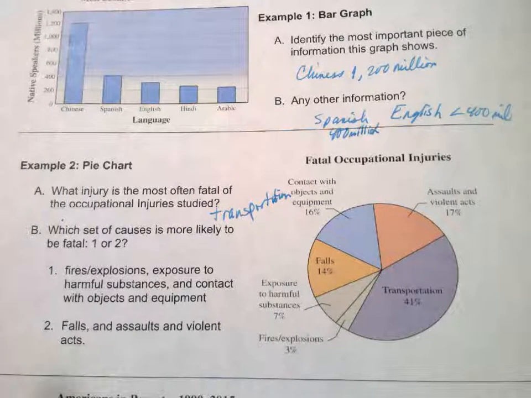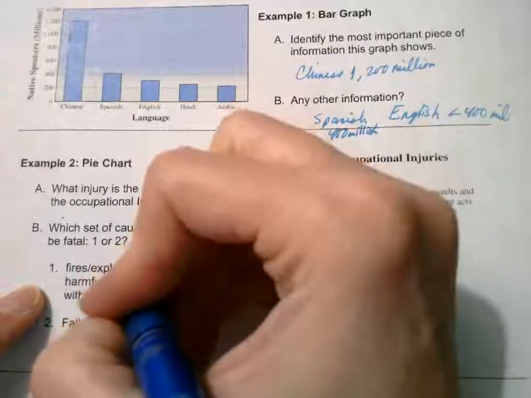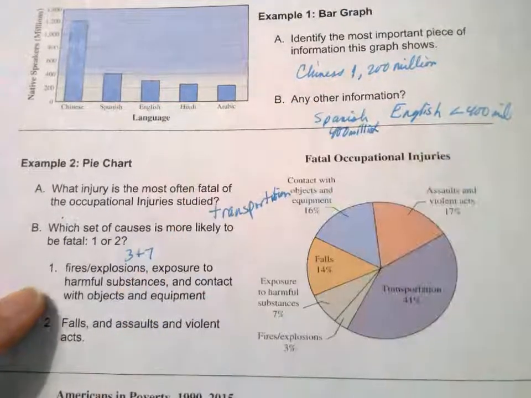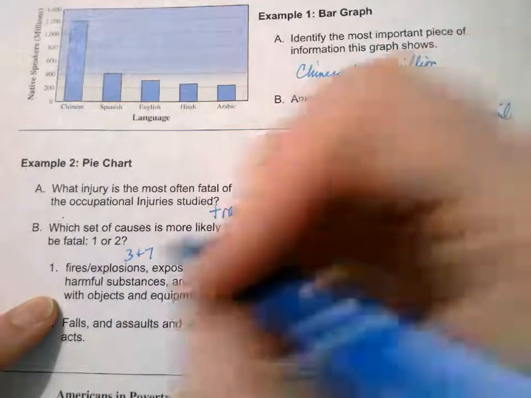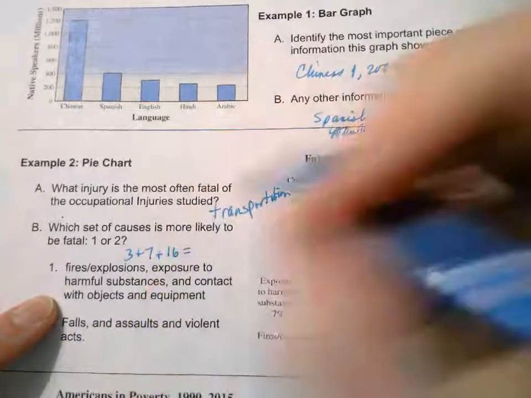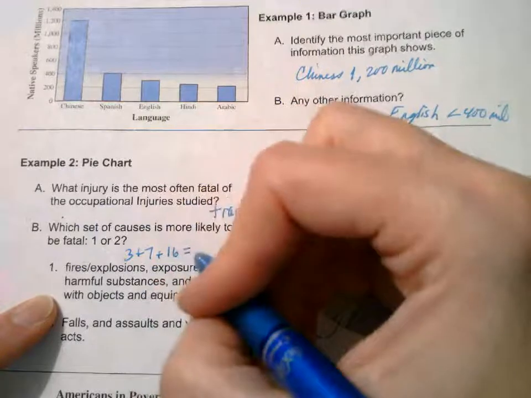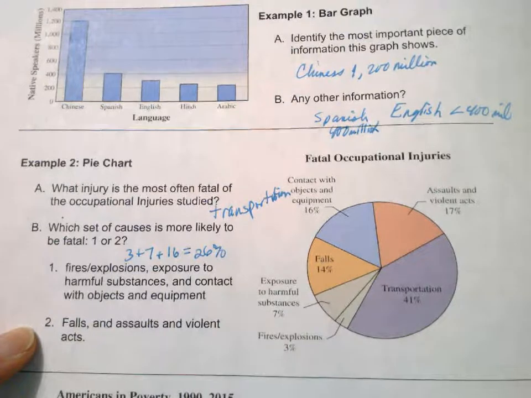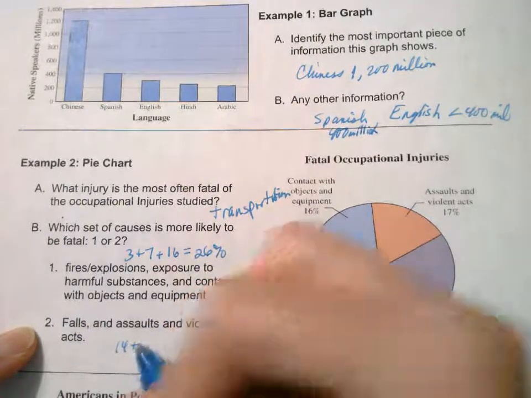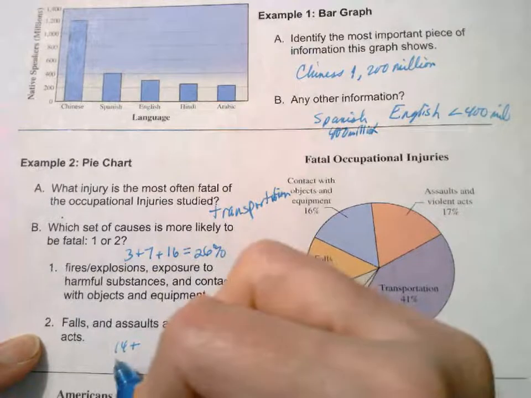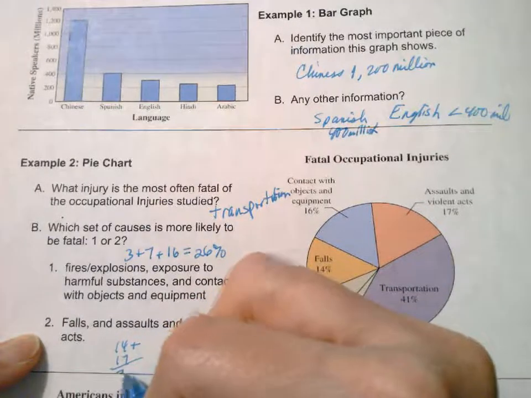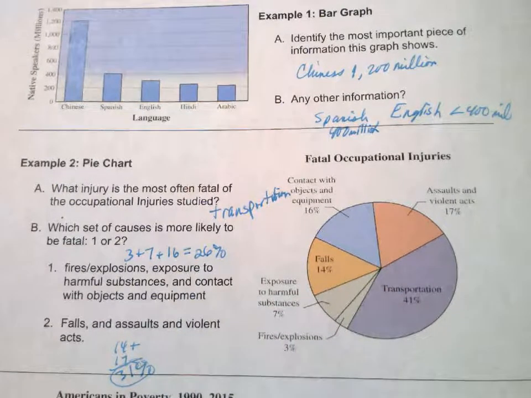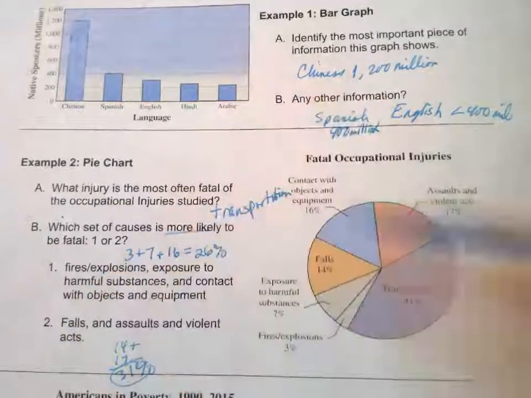One says fire and explosions. That's 3. Exposure to harmful substances. That's 7. Contact with objects and equipment. Don't get your hand stuck in the doohickey. That's 10. About 26 percent. Falls. Falls are 14. Assault and violent acts are 17. 31%. Oh, falls and violent acts are more likely.